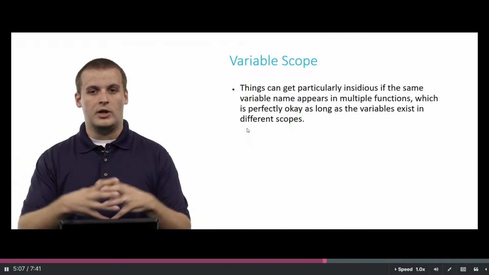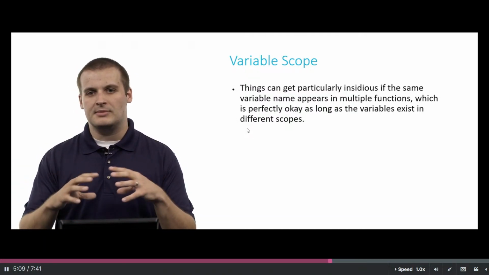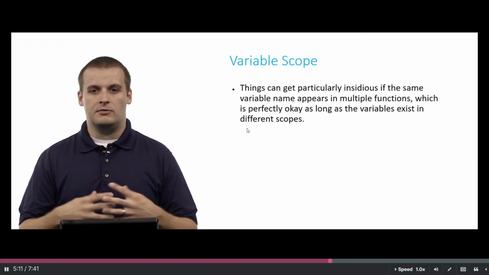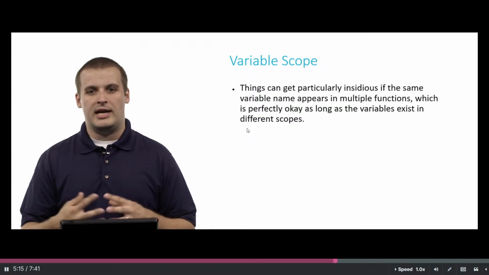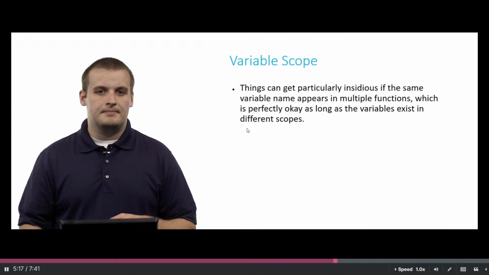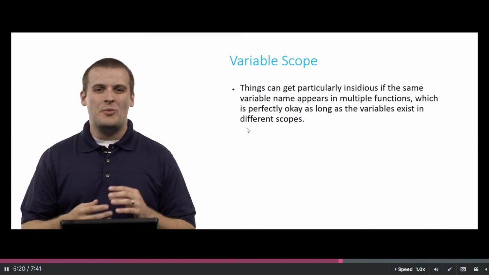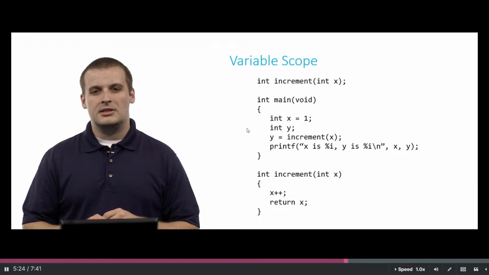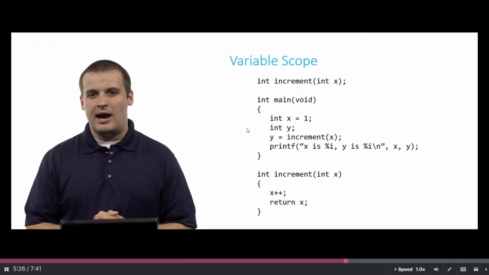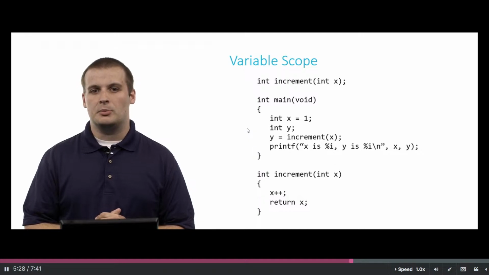teams are working together to write the same program or the same set of programs, they'll frequently reuse variable names, particularly common ones like X, Y, I, J, and so on. But when variables have the same name, scope issues can get a little trickier to parse. For example, do you know what will be printed out at the end of this particular program?